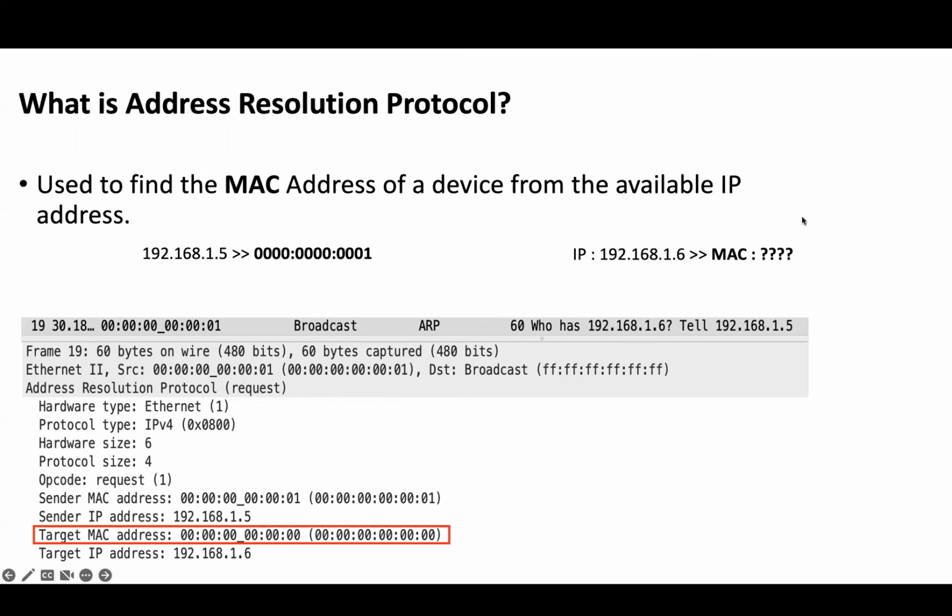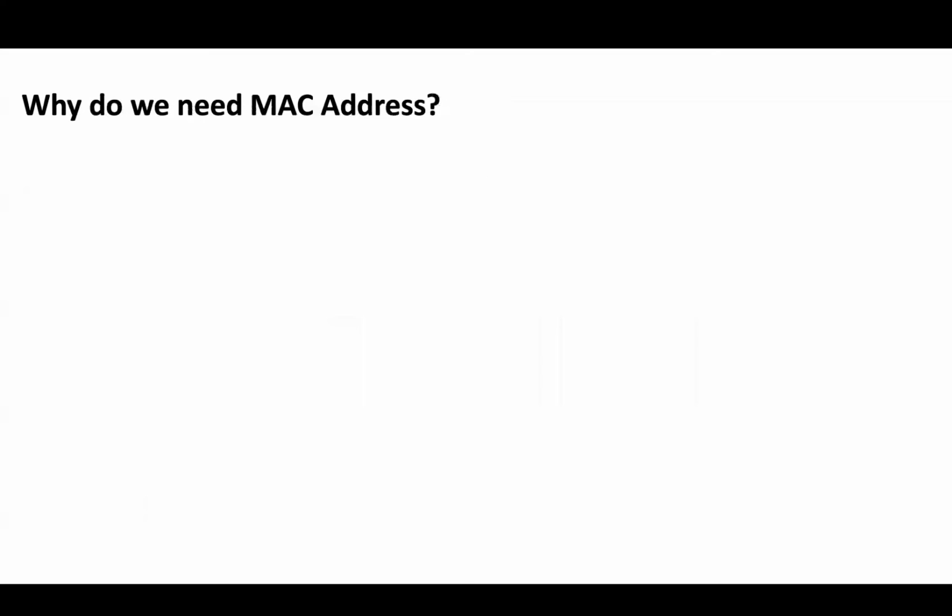I have taken the capture for reference. In this capture, a device is trying to find out the MAC address of a particular IP address 192.168.1.6 using an ARP request. Now, you may have questioned why do we need to know about the MAC address when we know the IP address?